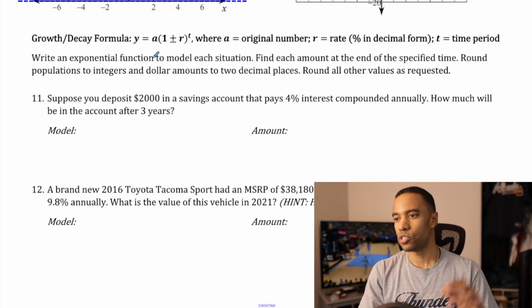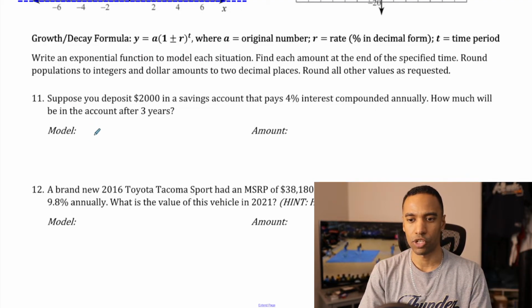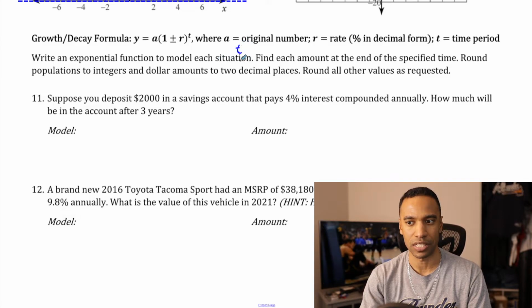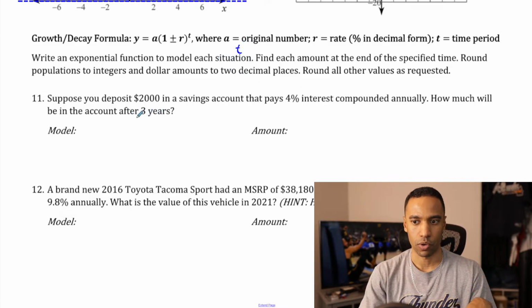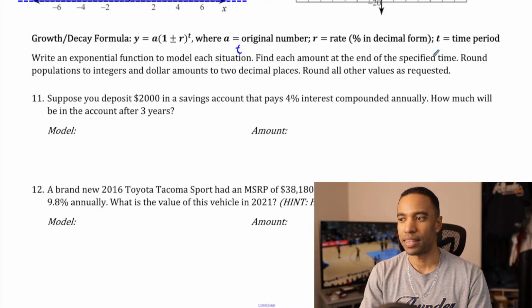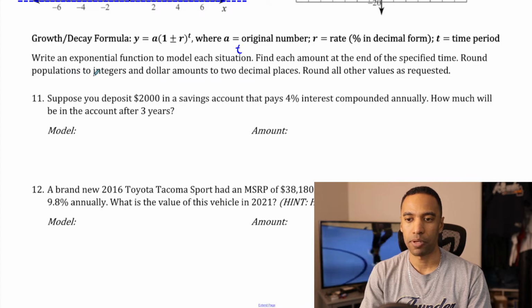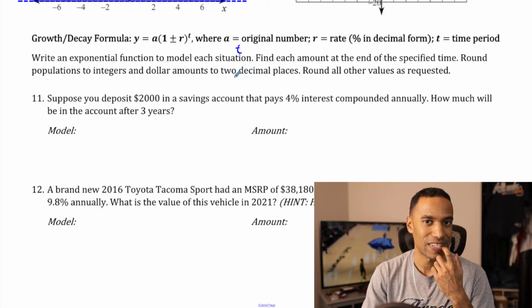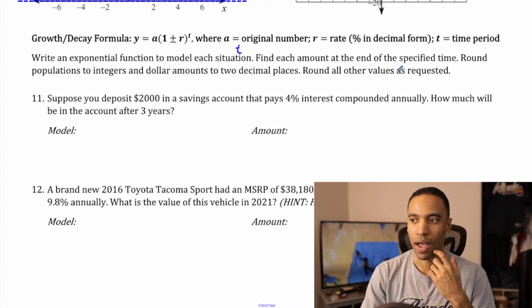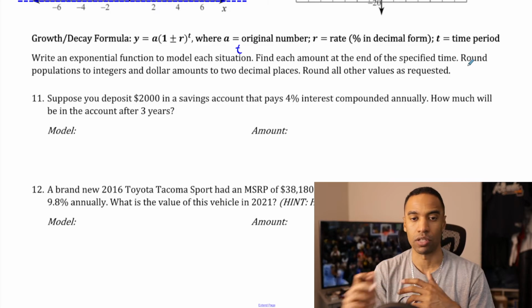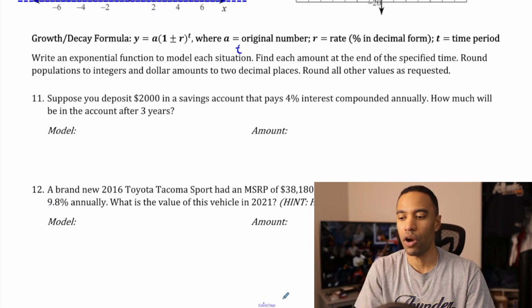All right, let's look at a problem here. We're going to write an exponential function to model a situation. That means that the variable T should exist in that before we answer the question about 3 years and in 2021. Find each amount at the end of the specified time, round populations to integers, and dollar amounts to 2 decimal places, because we can get cents out of that. Round all other values as requested. If I asked you to round to the nearest tenth for something, do so. Things like that. All right, number 11.